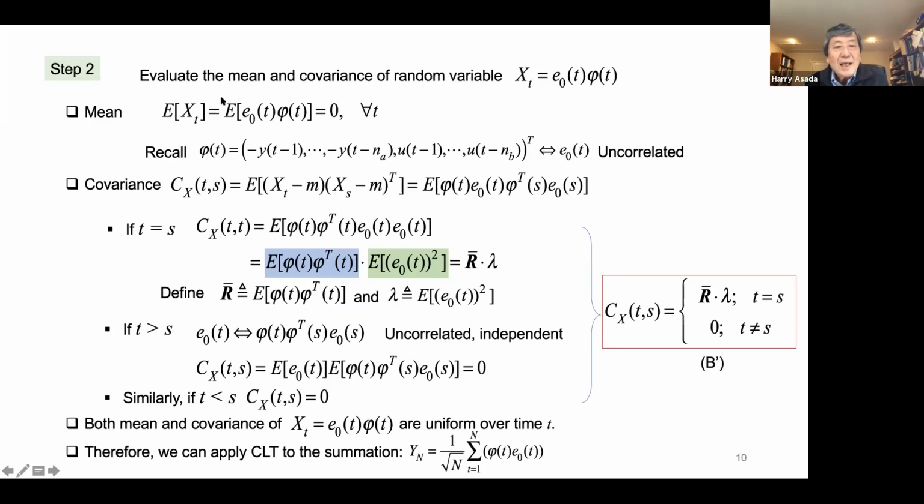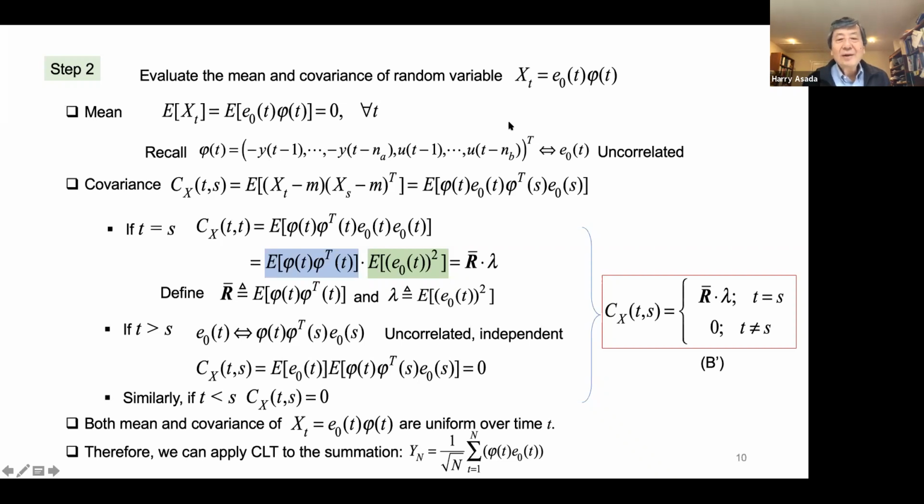That's step 2: evaluate the mean and the covariance of the random variable e naught t times phi_t. This is the candidate for the random variable x_t used in the central limit theorem. Let's first check the mean value. This is easy: e naught t times phi_t. Taking the expectation, we can check what's inside phi_t, the regressor. Remember, the input u_{t-1}, u_{t-2}, and so on, and then the auto-regressive part, minus y_{t-1}, through minus y_{t-na}, are involved.